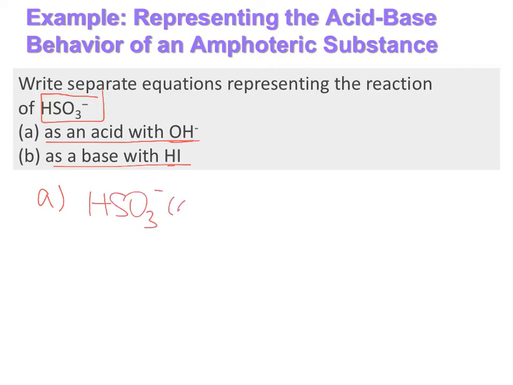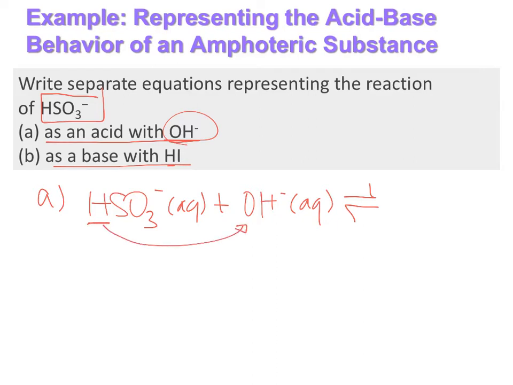Obviously this is aqueous because this is acid base. All of these reactions are in water. And then it's reacting with OH minus. OH minus is an ion that's aqueous. And what's going to happen now is that the proton is going to be donated from our HSO3 minus, right? If it's acting as an acid, then that means this proton right here that I'm underlining will go with our OH minus to form H2O.